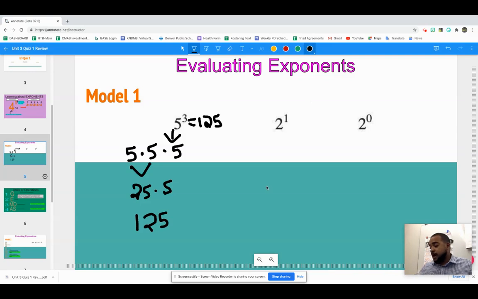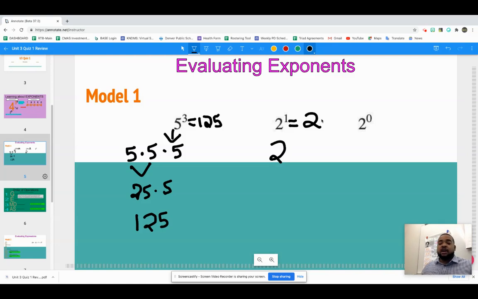2 to the 1st power. Well, I know that the 2 is my base and the 1 is my exponent. It tells me how many times to multiply it to itself. So that means it's just 2. There is nothing more. It only repeats one time. So here it is, repeating one time. So my answer, 2 to the 1st power, is 2.